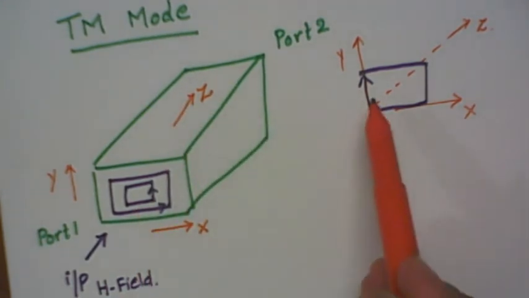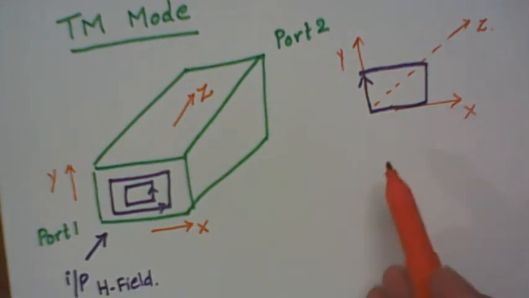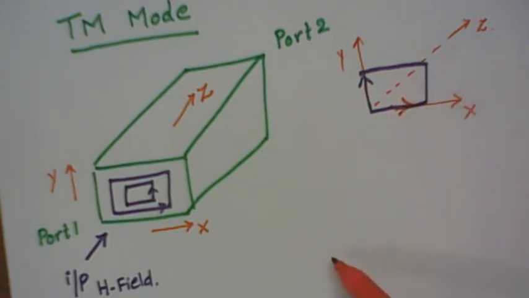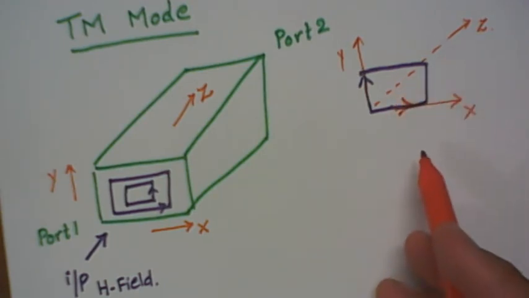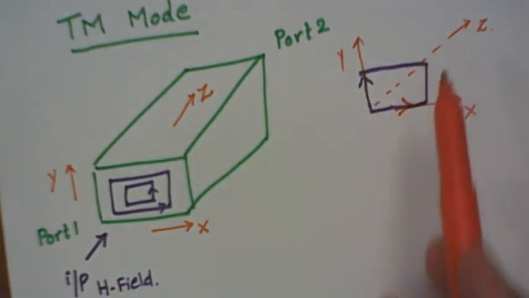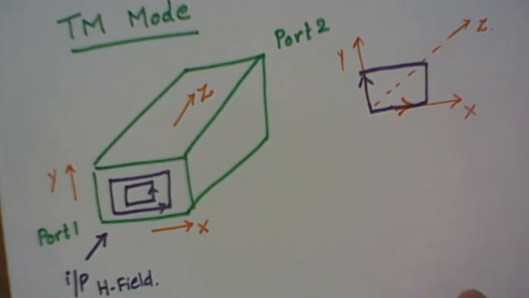So if I represent this magnetic field over here, what I am finding is that it is moving in x direction, which is perpendicular to the z direction of propagation. If it moves in y direction, again it is perpendicular to the direction of propagation.